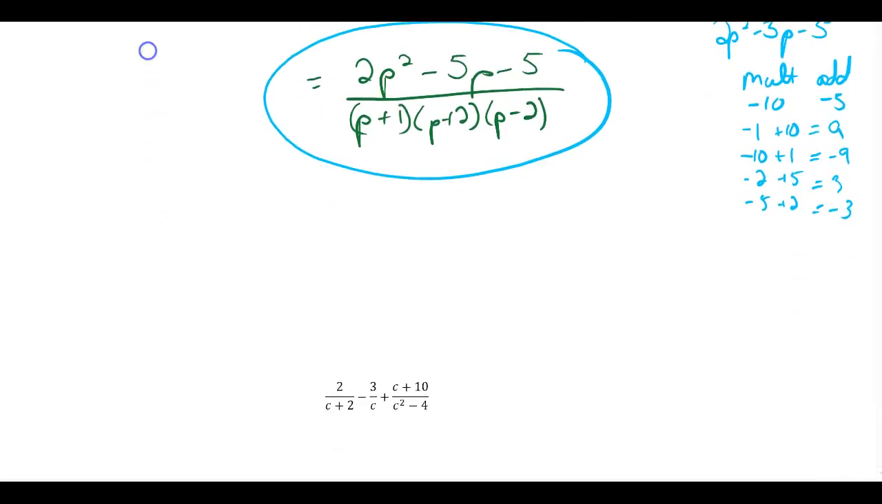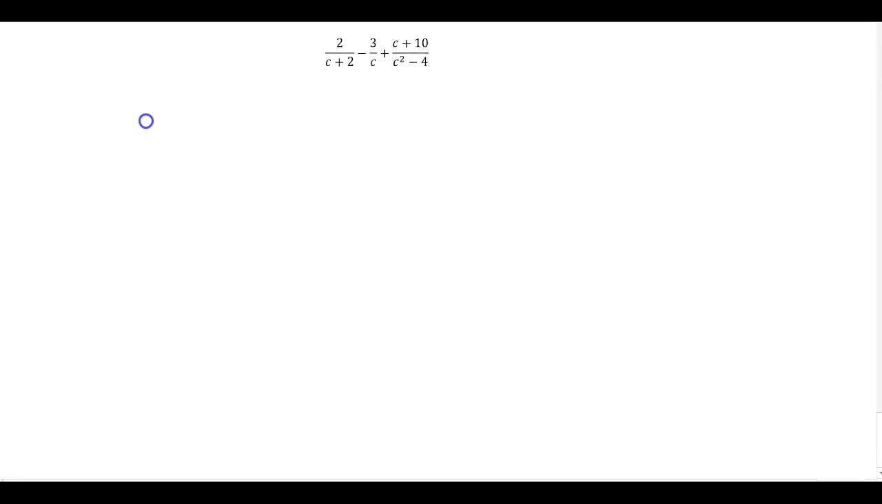Okay, let's look at one more. This one has 3 rational expressions. So we're going to factor each denominator. So the first one is actually already factored, so I get 2 over c plus 2. The second one is actually already factored, 3 over c.